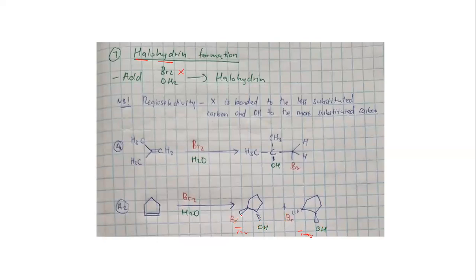So if Br is coming towards us, then OH is supposed to go away from us. But if Br is away from us, that means OH is supposed to come out of the screen towards us. Okay, so that's how this halohydrin formation works. So be careful about what you are adding, and on what molecule, on what alkene. Here regioselectivity is very important. Here two products are going to be formed with different directions of Br and OH.